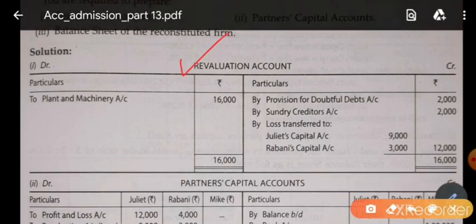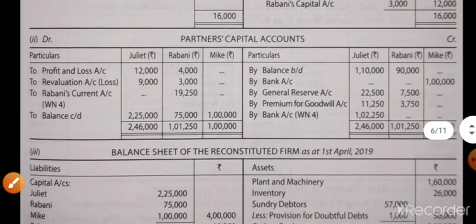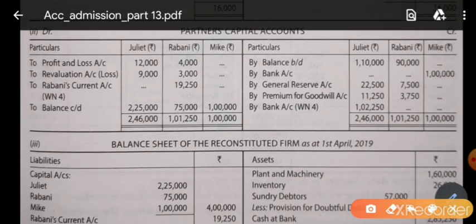You can see the revaluation account is made, there is a loss, and it will come to the debit side of partners' capital accounts. So now let us see the partners' capital accounts. On the credit side, first of all we write the opening balance, which comes from the balance sheet. In the balance sheet we had general reserve, which will come on the credit side, and we also had the P&L account, which will come to the debit side.